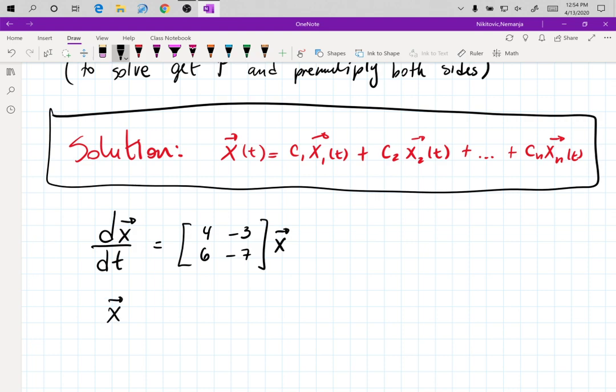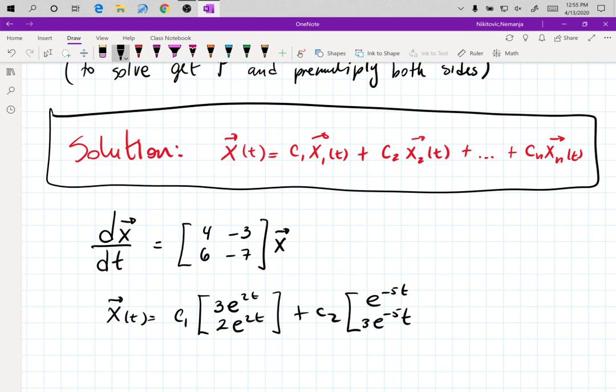The solution works out to be C1 times the vector 3e to the 2t, 2e to the 2t, plus C2 times the vector e to the -5t, 3e to the -5t, like that. So that's one of our possible solutions. Oh no, that's the solution. Right? That's the solution.